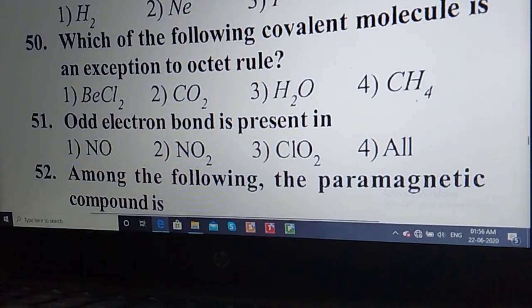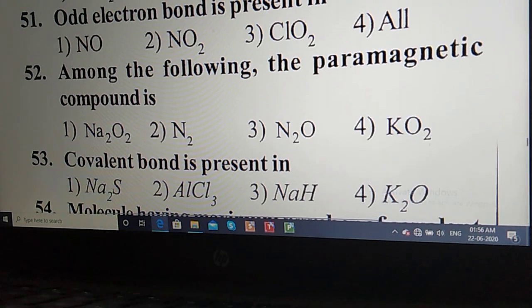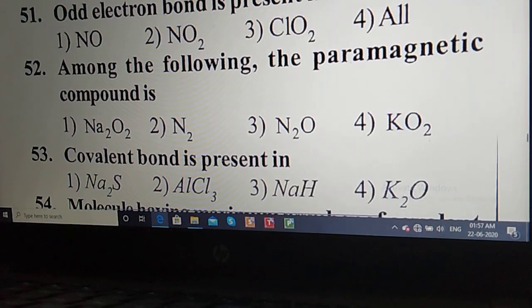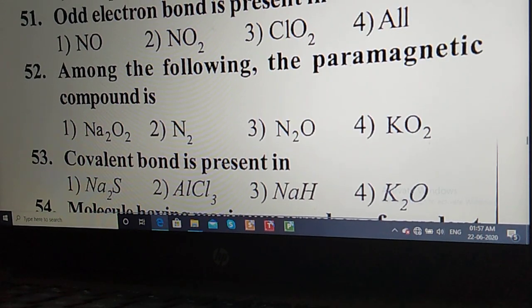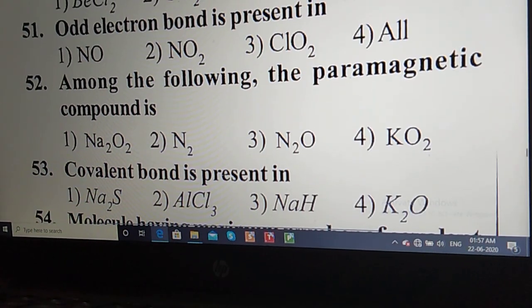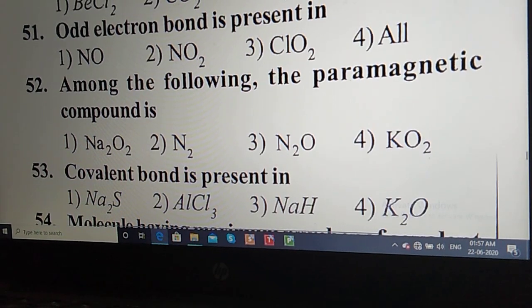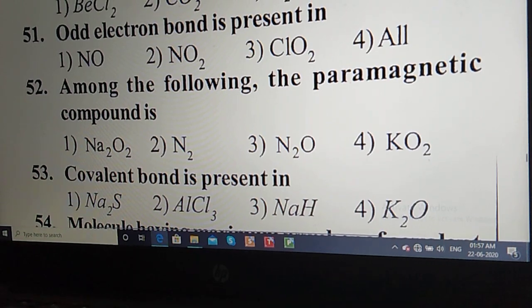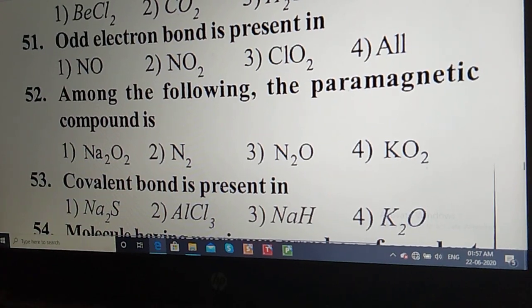Now let us move to question number 51. The odd electron bond is present in which of these? They have given 4 options in question 51, and they are asking which one has an odd electron bond. The first option is NO, second is NO2, third ClO2, and the last one is all. So check which one has an odd number of electrons. Come to the board so that you can understand this concept.